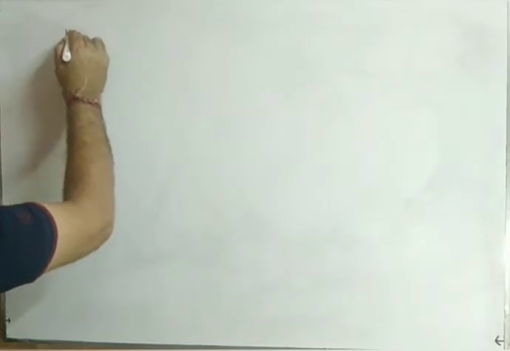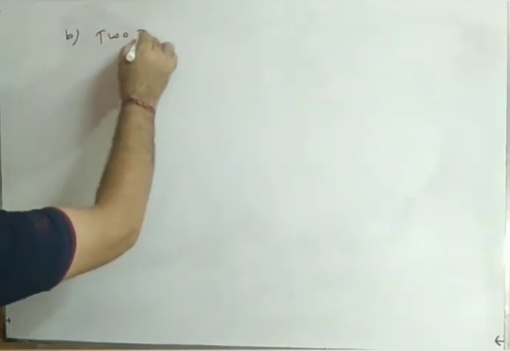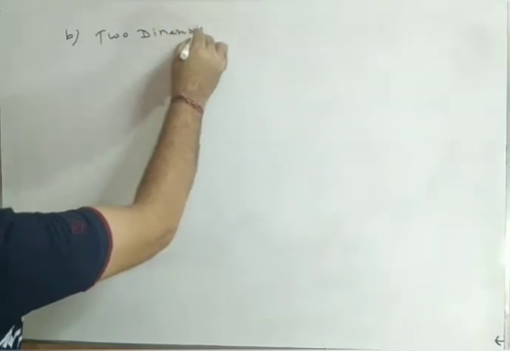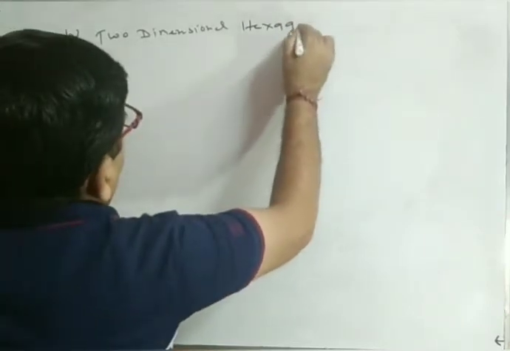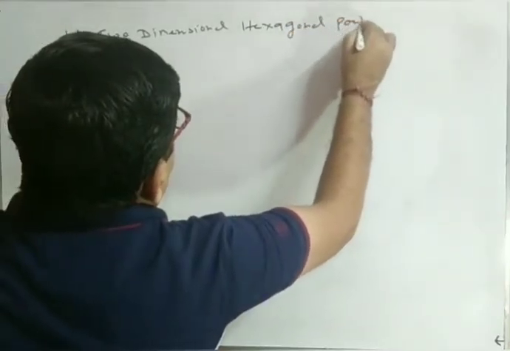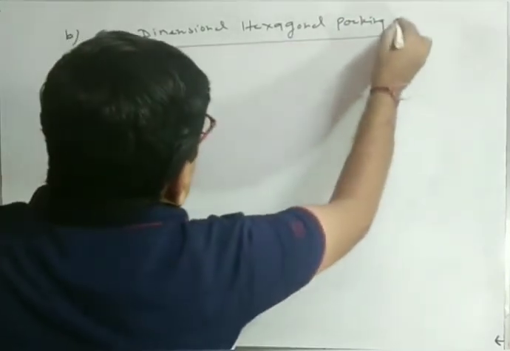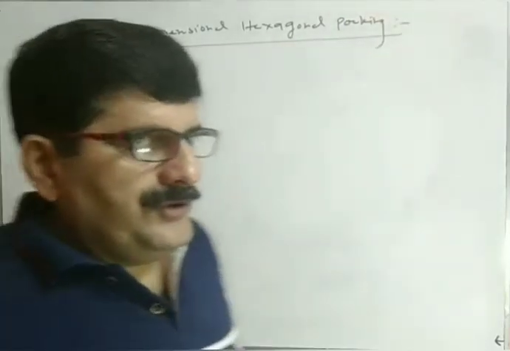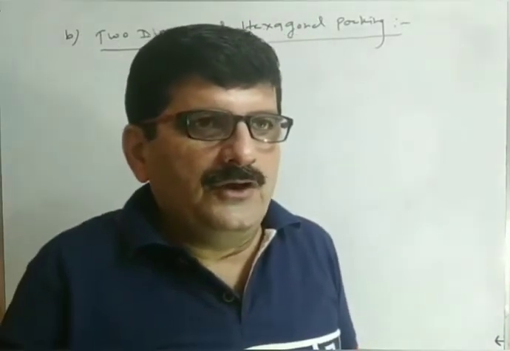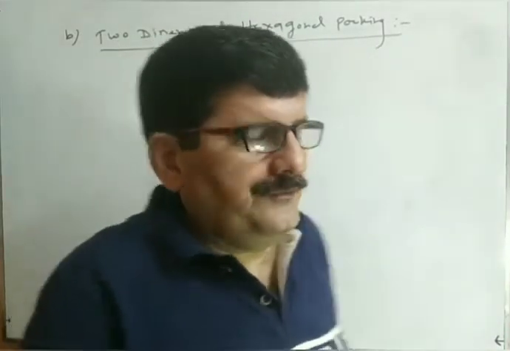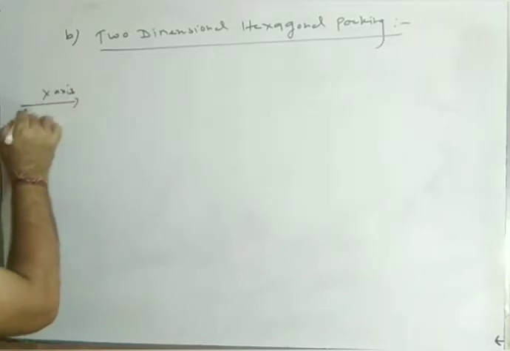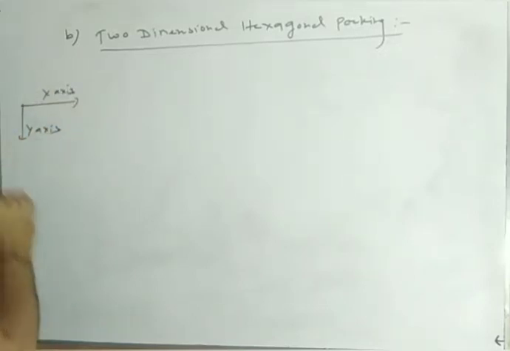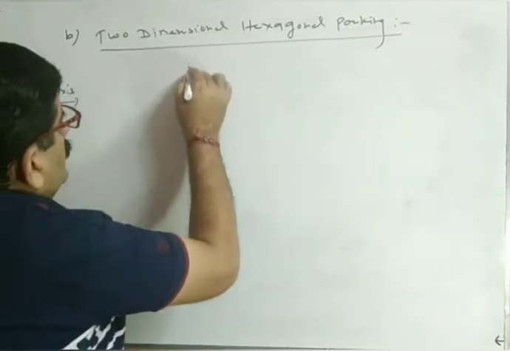The next packing is two-dimensional hexagonal packing. It is also said to be two-dimensional. Why? Because packing occurs only in two directions, that is x and y axis. Let us consider the pattern of packing.